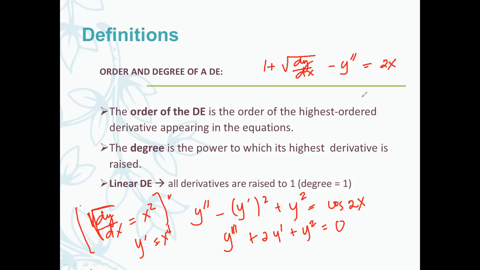You cannot do manipulation anymore, because if you want to really manipulate, you write 1 plus the square root of dy dx. Then you will have 2x plus y double prime, right? Then let's say, for example, you want to isolate this derivative here. You will have already, I'll place it here, square root of dy dx is equal to y double prime plus 2x minus 1.